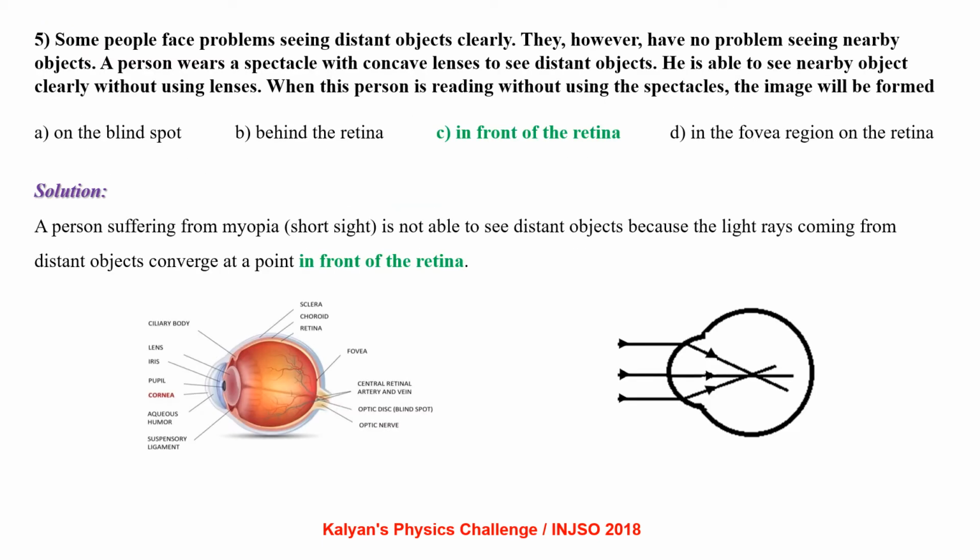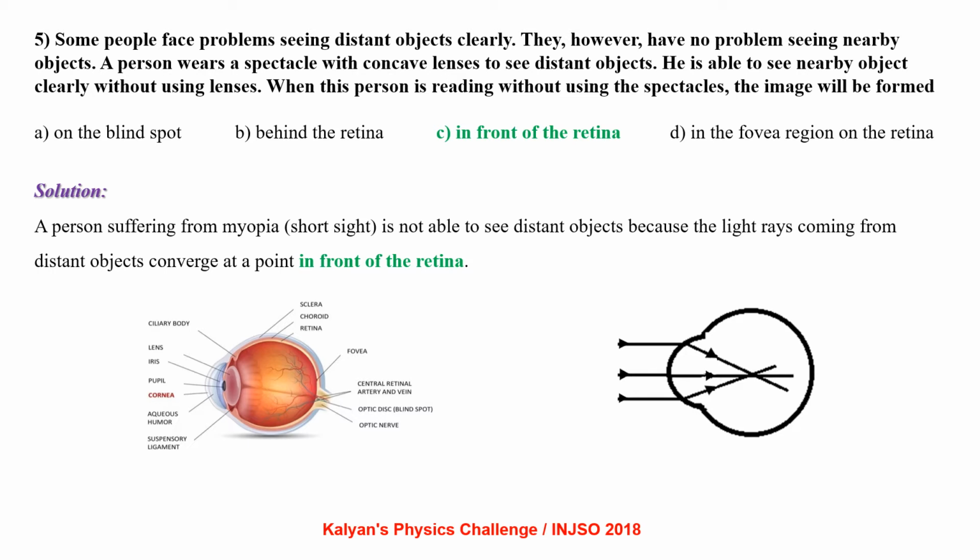Some people face problems seeing distant objects clearly. They, however, have no problem seeing nearby objects. A person wears a spectacle with concave lenses to see distant objects. He is able to see nearby objects clearly without using lenses.